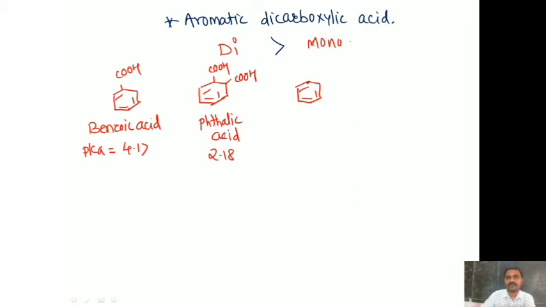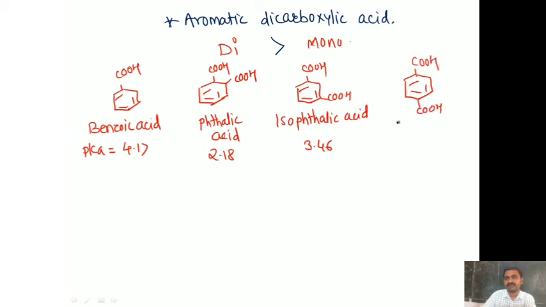Next aromatic dicarboxylic acid is this isophthalic acid. Isophthalic acid, its pK value is 3.46, and the last dicarboxylic acid is this terephthalic acid. This is terephthalic acid having pK value 3.51. So here also the trend is same.